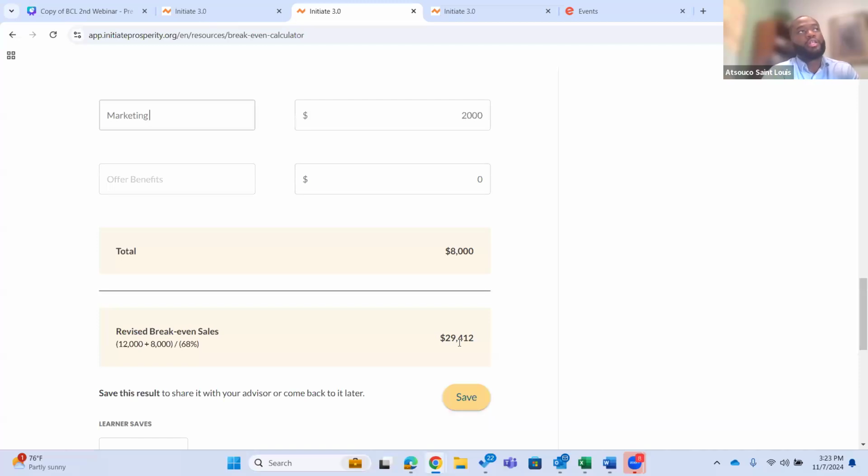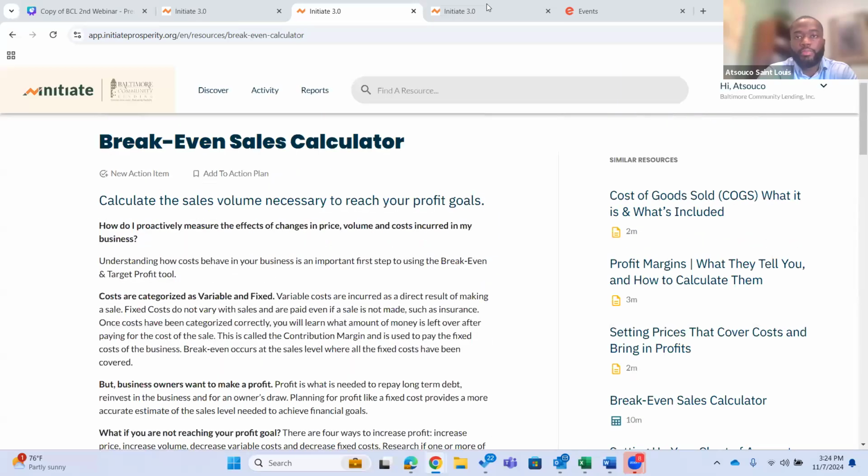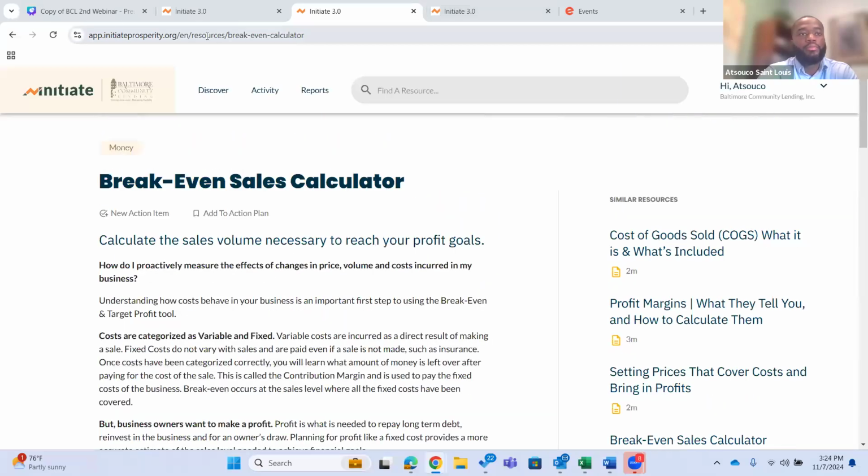$29,412. And what that looks like in this scenario is when Damien is selecting a location, he needs to make sure that his numbers make the $29,412. Because if you're not making money, or at least break even, you're not doing well at all. So that's one of the calculators that you can access on Initiate Prosperity.